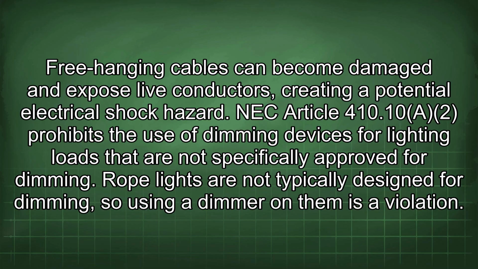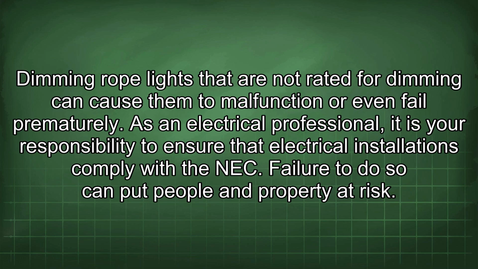NEC Article 410.10(A)(2) prohibits the use of dimming devices for lighting loads that are not specifically approved for dimming. Rope lights are not typically designed for dimming, so using a dimmer on them is a violation. Dimming rope lights that are not rated for dimming can cause them to malfunction or even fail prematurely.